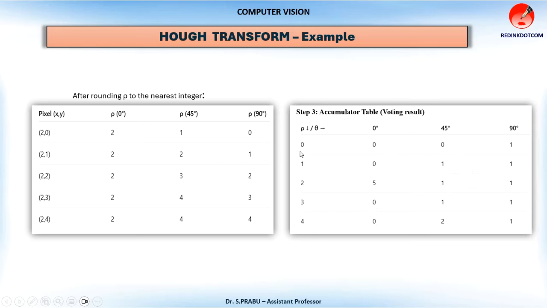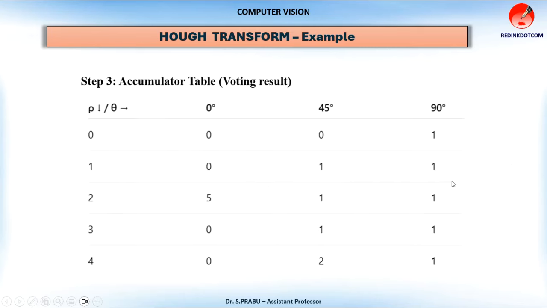For 45 degrees, there is no 0. So I can put 0. For 45 degrees, 1 is present 1 time. 2 is present 1 time. 3 is present 1 time. 4 is present 2 times. So for 4 at 45 degrees, the value is 2. At 90 degrees, 0, 1, 2, 3, 4, all these values occur only 1 time. So all the values in this column become 1. So in this method, you can update the accumulator table.